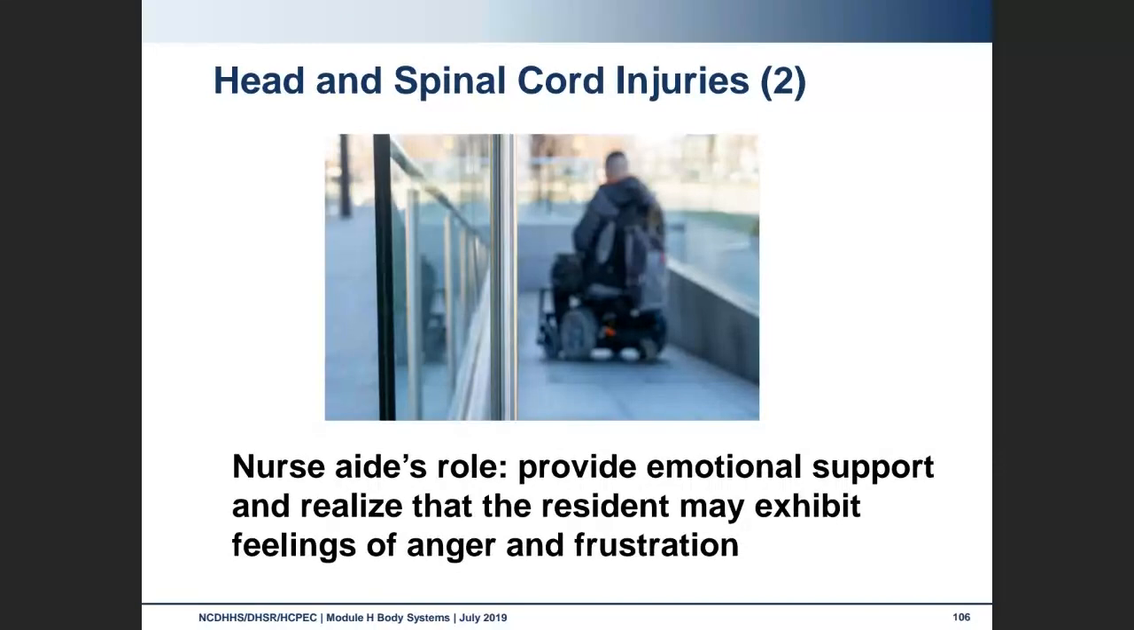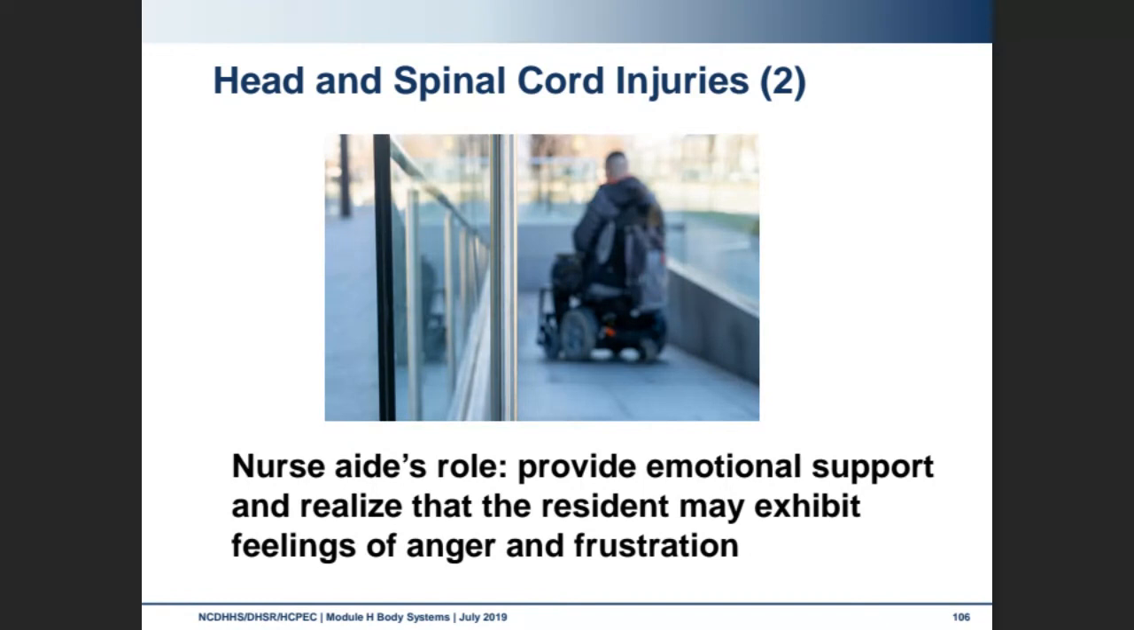Our role when someone has a head or spinal cord injury is to provide emotional support, realizing that sometimes these patients may exhibit anger and frustration. It may feel like it's directed towards us sometimes, but we need to be patient, understanding, and empathetic. We want to make sure that we're repositioning these patients at least every 2 hours or more often. Understanding that immobility may lead to constipation, we're going to want to encourage intake of fluid and fiber to help decrease the chances of that happening.